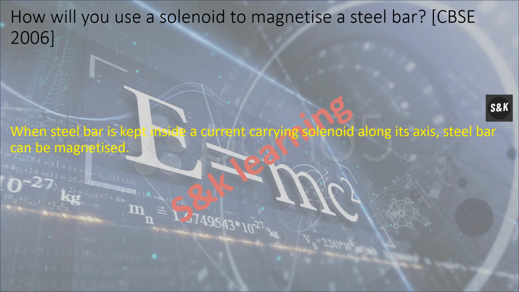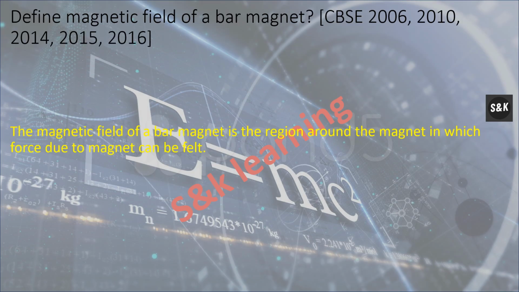How will you use a solenoid to magnetize a steel bar? When a steel bar is kept inside a current carrying solenoid along its axis, the steel bar can be magnetized. Define the magnetic field of a bar magnet. The magnetic field of a bar magnet is the region around the magnet in which the force due to the magnet can be felt.